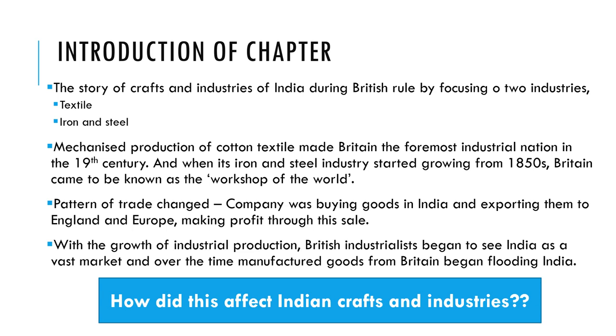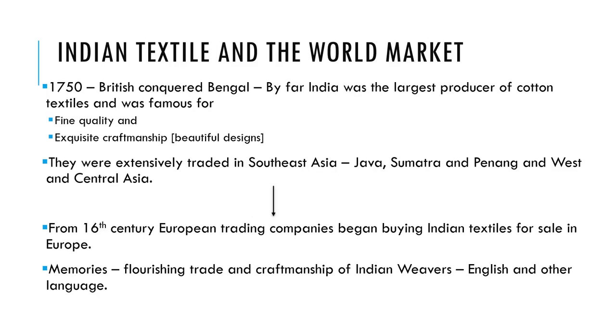As we all know, industrialization first came in Britain. As the industries of Britain became very famous, they started producing goods on a mass scale. They started exporting their goods to India, and hence India was a colony of the Britishers. So the whole Indian market was flooded with British-made goods. Now here is the biggest question: how did this affect Indian craft and industry? In this chapter we will find the answer to this question, how this affected Indian crafts and industries. Indian textiles and the world market.